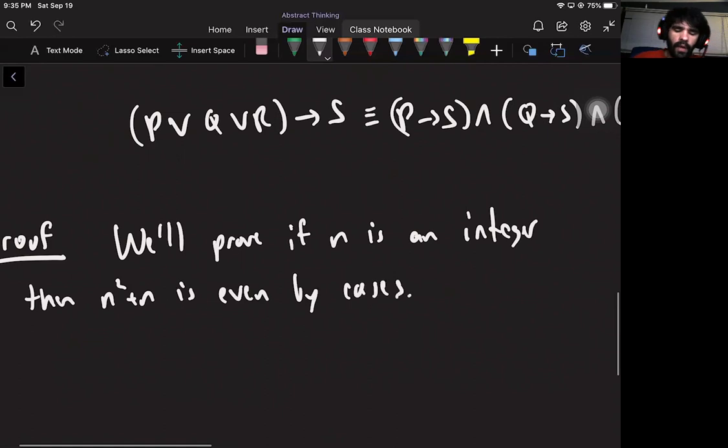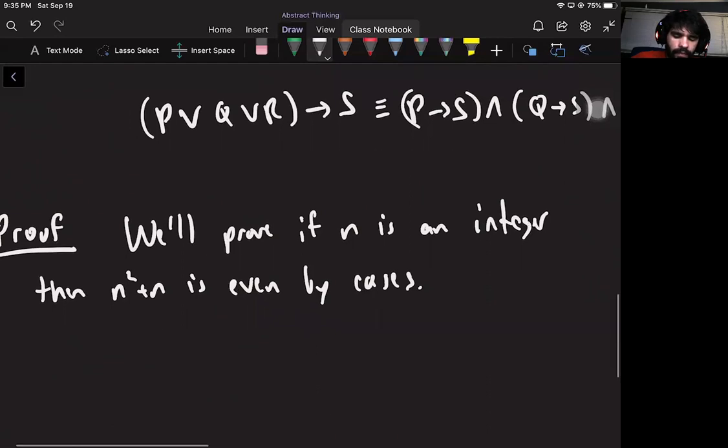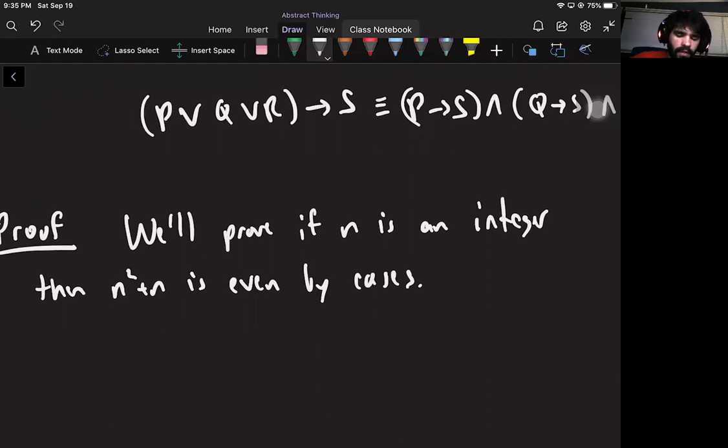Now, first of all, why would you want to do cases? Well, what cases do is they give you more information to work with. So if I didn't try to do cases and I just said, okay, I have an integer, now I'll square it and add it to itself. Why is that even? There's nothing I can do because I don't have a nice little n equals blank to plug in and see what happens. If n is just any integer, then I don't get that luxury. But by breaking it into cases, I get little formulas to pop out.